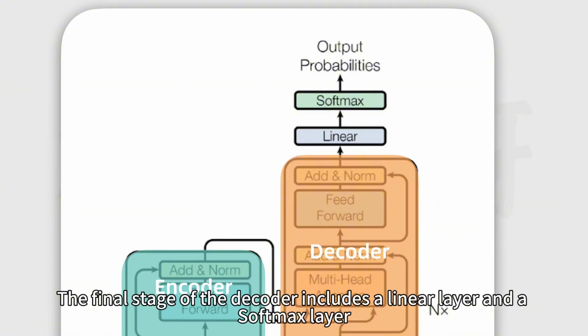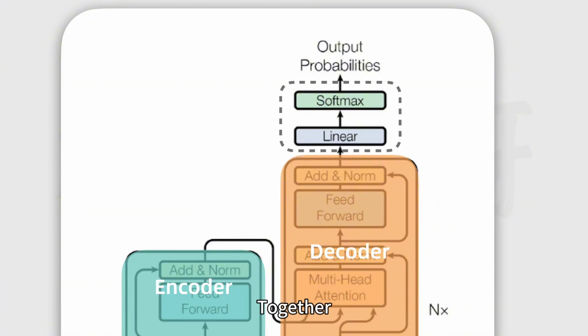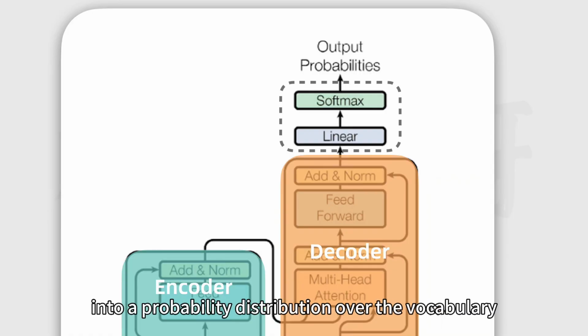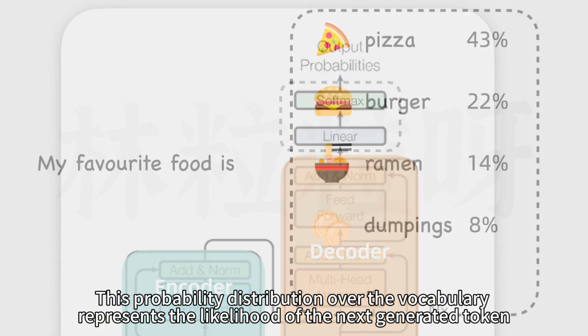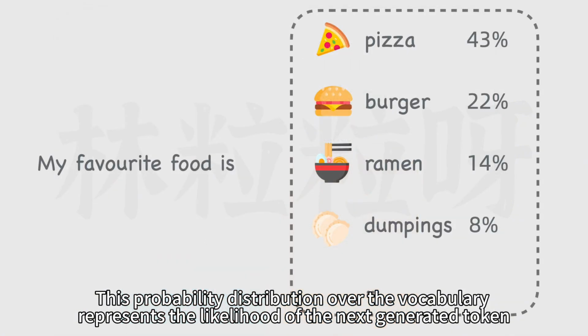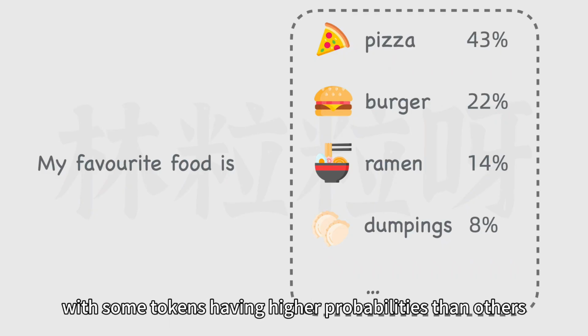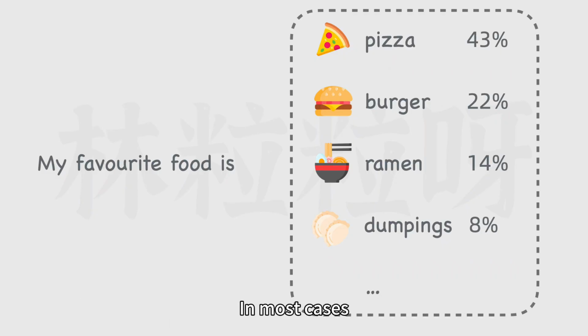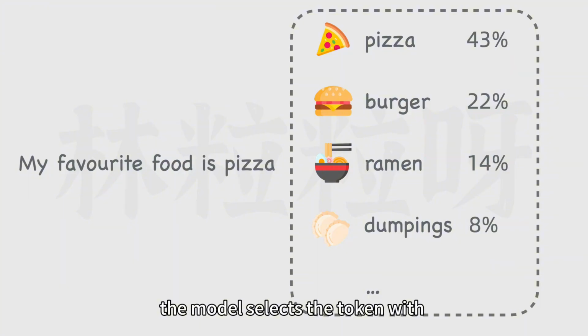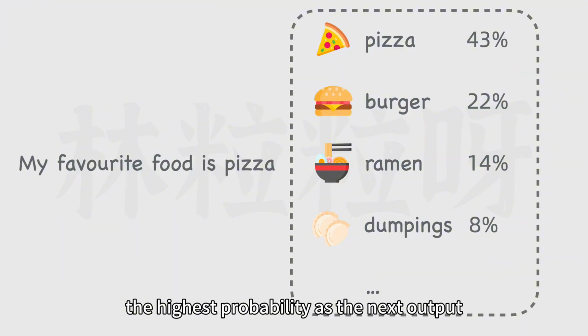The final stage of the decoder includes a linear layer and a softmax layer. Together, their role is to transform the decoder's output representation into a probability distribution over the vocabulary. This probability distribution over the vocabulary represents the likelihood of the next generated token, with some tokens having higher probabilities than others. In most cases, the model selects the token with the highest probability as the next output.